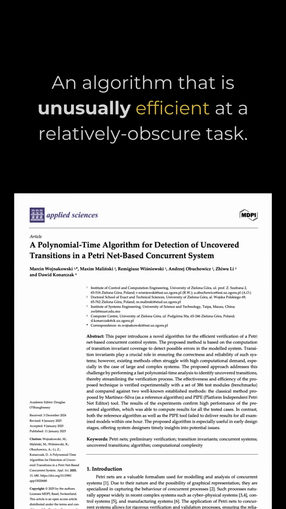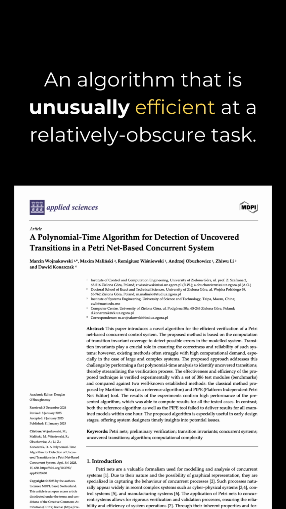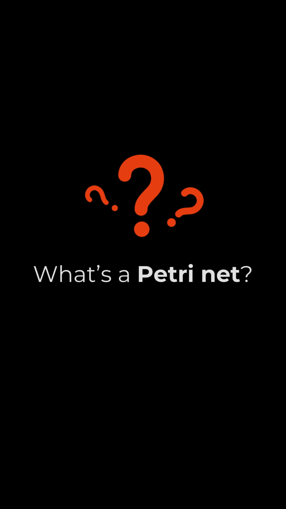Today's paper is about an algorithm that is unusually efficient at a relatively obscure task. The authors have found a way to surface uncovered petri-net transitions in cubic polynomial time. So what is a petri-net exactly?